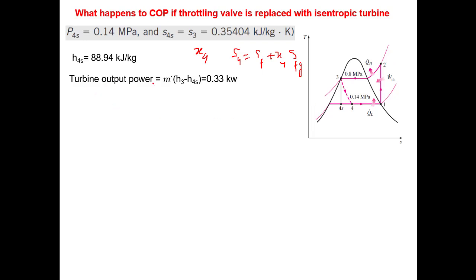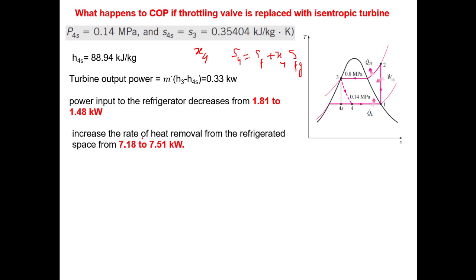So now the turbine output will be H3 minus H4S times the mass flow rate of the refrigerant. So 0.33 kilowatt is now the output from this cycle. So now the input will be reduced. The input to the compressor is decreased from 1.81 kilowatt to 1.48 kilowatt, because we have to subtract this from this one. And similarly, the heat removal is now increased from 7.18 to 7.51 kilowatt. So that means the cooling capacity is also increased.